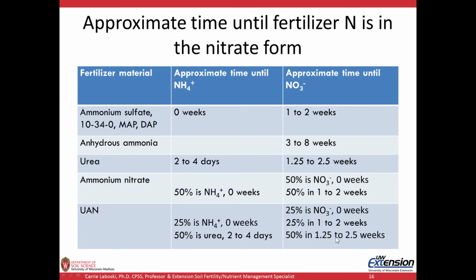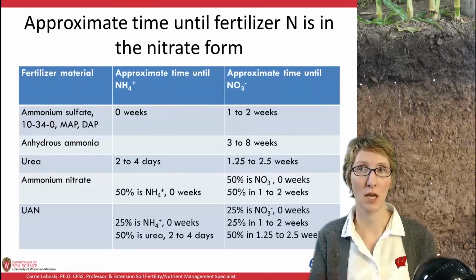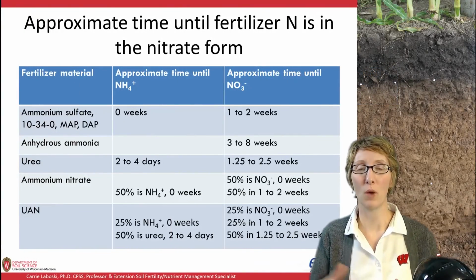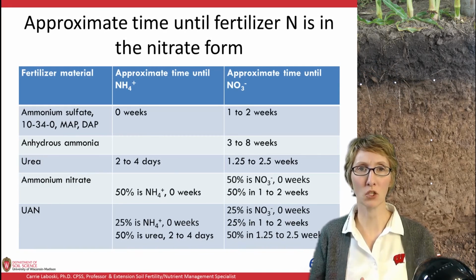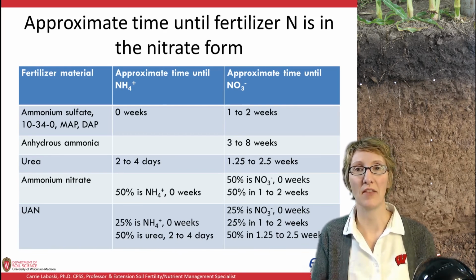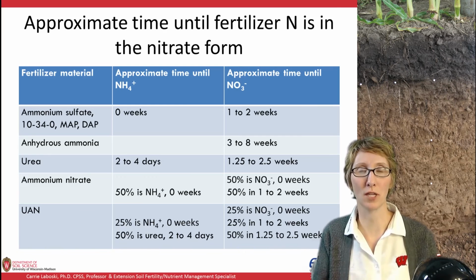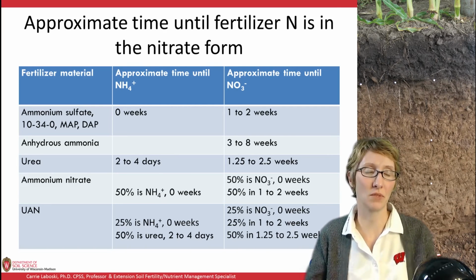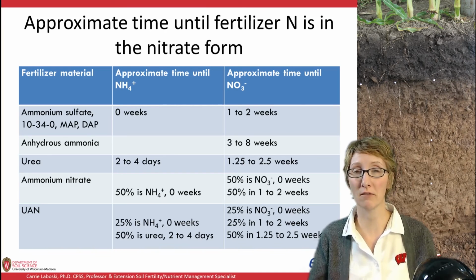So this gives you an idea when you're thinking about potential denitrification losses to consider when the nitrogen was applied, and what form was applied, so has it had enough time to become nitrate, because remember we need to have nitrate to denitrify. And then you could start thinking about what the soil temperatures are and how wet the soil was, to consider whether there's a probability of having a lot of denitrification losses or relatively small amounts.